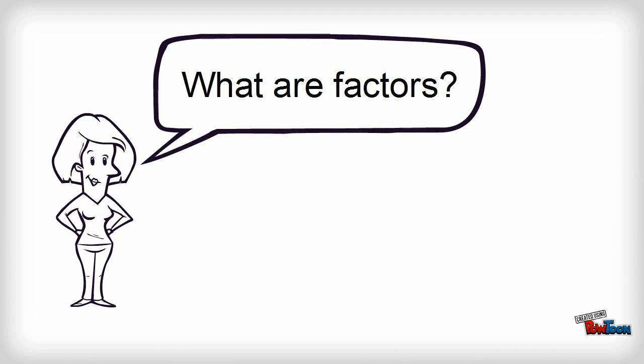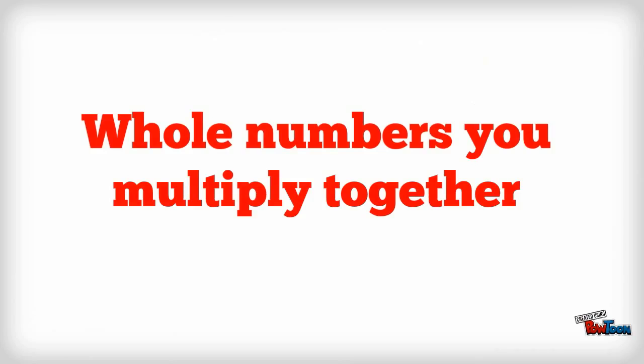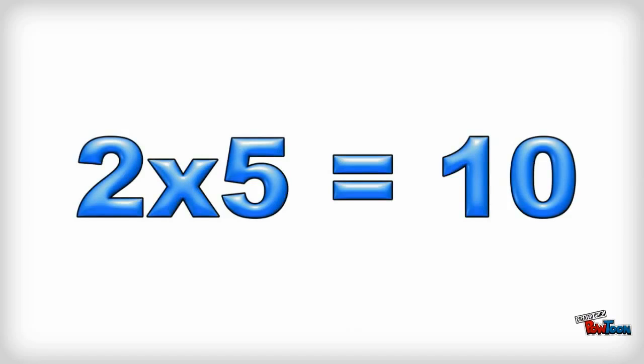Factors are whole numbers that you multiply together to get another number. So in this example, 2 times 5 is 10. The factors are 2 and 5.